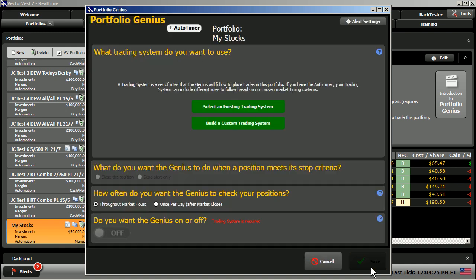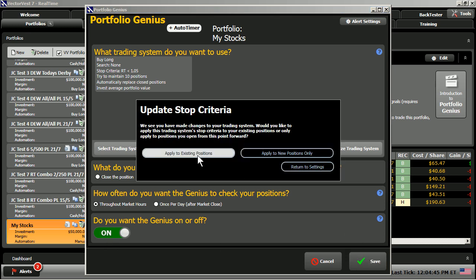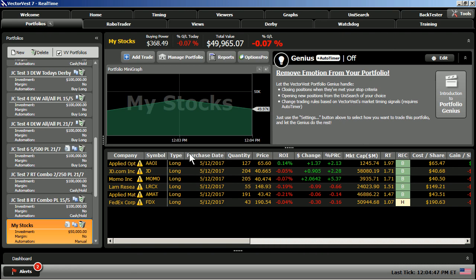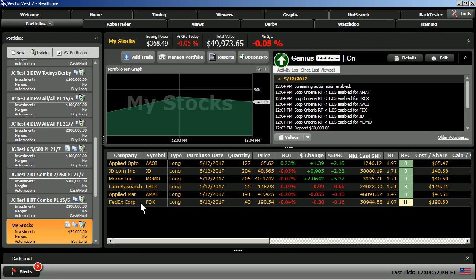I'll click on Finish. It says, what do you want the Genius to do when a position has met its stop criteria? In this case, I just want it to send me an alert. Not quite ready to sell it yet, but I want to know when it goes from above 1.05 to below 1.05. And I also want to check throughout market hours, and I want the Genius to be on. Click on Save. We're going to apply that to existing positions, and we're good to go. It's about to load, and it just did.